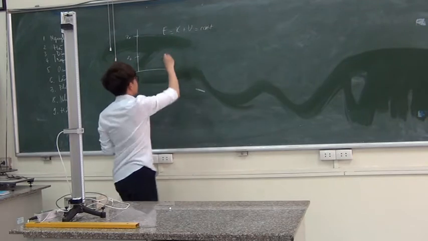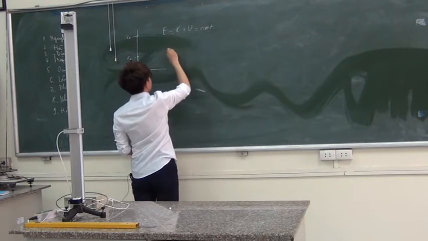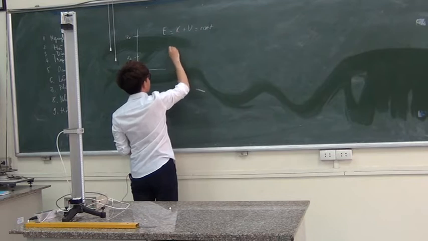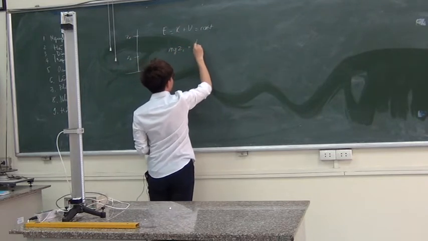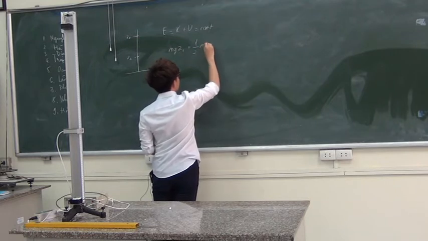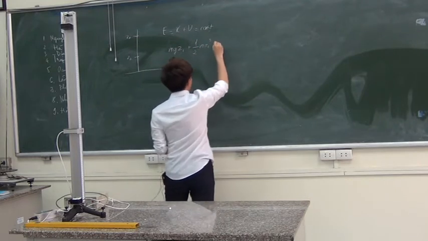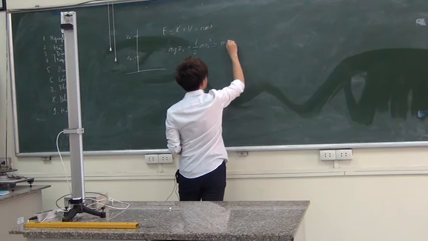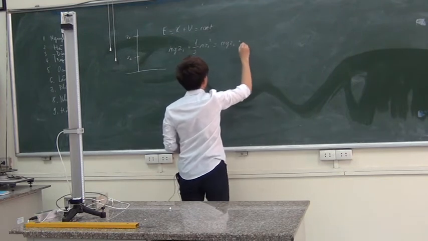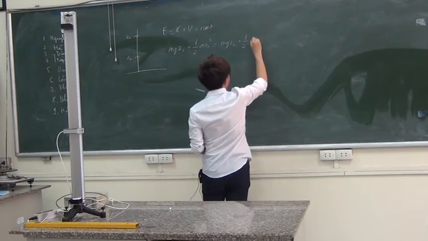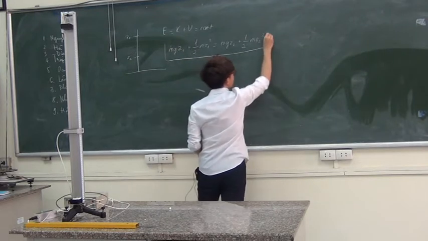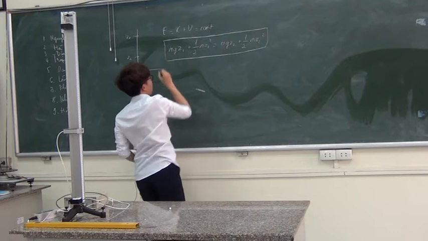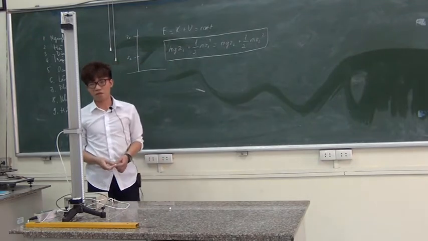Another way we can describe it is mgZ1 plus a half mv1 squared equals mgZ2 plus a half mv2 squared. So how to verify this law?